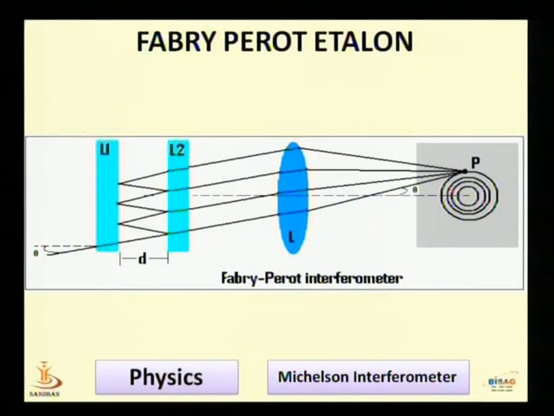If we look at the figure for the Fabry-Perot etalon, the etalon is the assembly made up of two lenses, L1 and L2, which are silvered or coated with aluminium on the front side of it, due to which whatever light is incident on the L1 lens will get reflected. 75% of the light gets reflected and 25% gets transmitted.